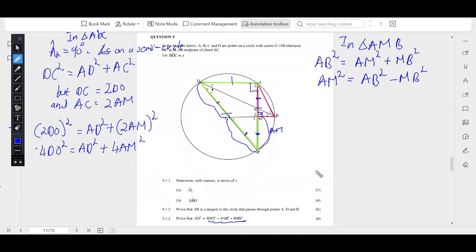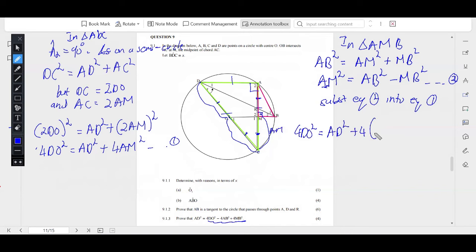So this is Pythagoras. I can now replace the AM squared by AB squared minus MB squared. So let me call this equation 2, and let me call this equation 1. Then I will say substitute equation 2 into equation 1. So this means I have 4DO squared is equal to AD squared plus 4, then where there's AM, I replace with that expression, AB squared minus MB squared. So this becomes 4DO squared is equal to AD squared, then if I multiply here, that's 4AB squared minus 4MB squared.